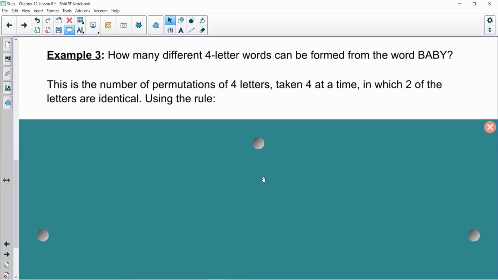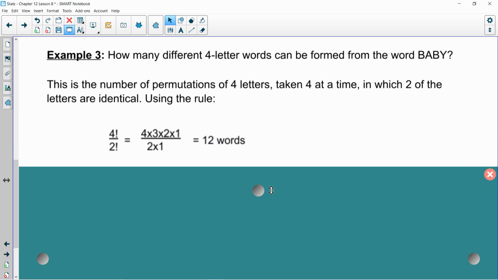Number of permutations of 4 letters taken 4 at a time. Again, you think 4P4 until you look at it and say, wait a minute, though, I've got repetition. 2 of the letters are identical, so I can't just do a 4P4. I can't just do a 4 factorial alone. I've got to account for that repetition. There's 2 B's there. So at the bottom, there's our 2 factorial. So we're going to run with 4 factorial over 2 factorial.